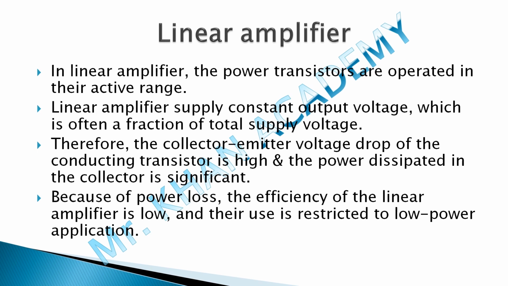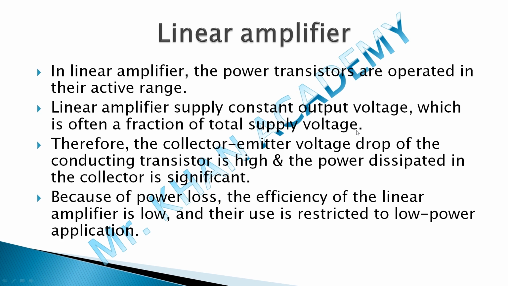Now let's start. What is a linear amplifier and PWM, pulse width modulation? Linear amplifier. In a linear amplifier, the power transistors are operated in their active range. Whatever the supply is there, in that supply the transistor is constantly working as a linear amplifier. The linear amplifier supplies a constant output voltage, which is often a fraction of the total power supply. Might be the power supply is different.